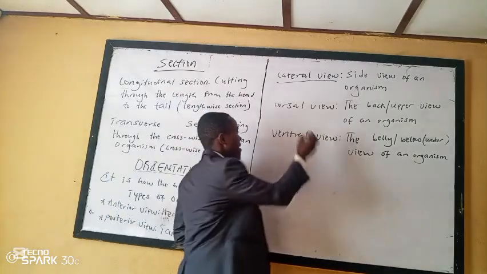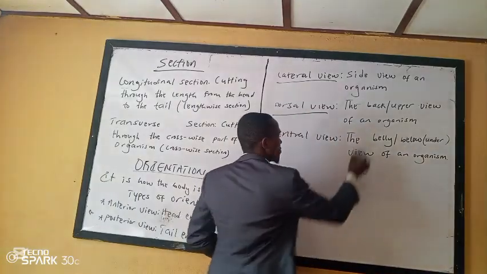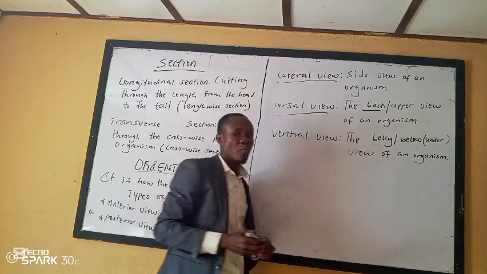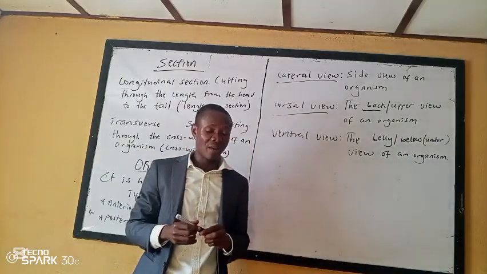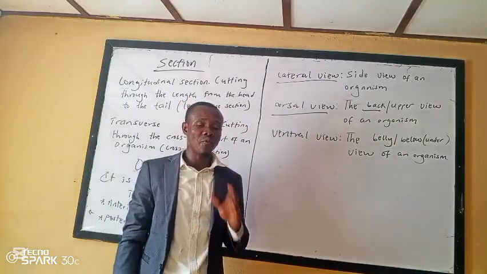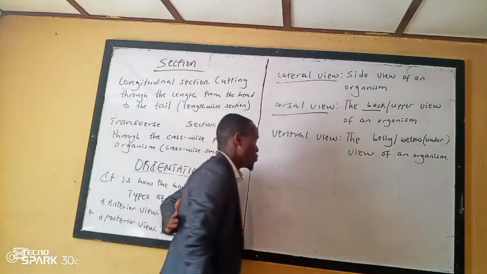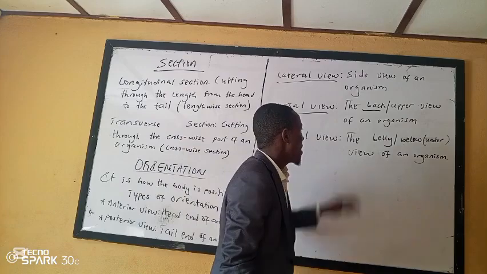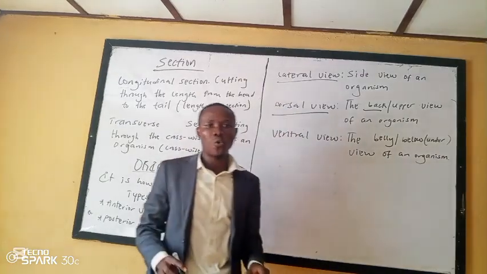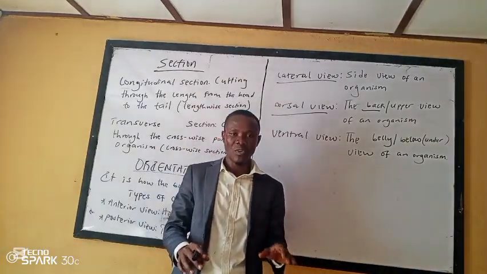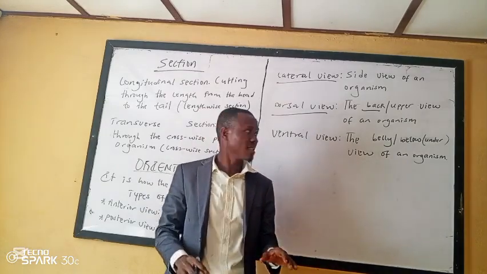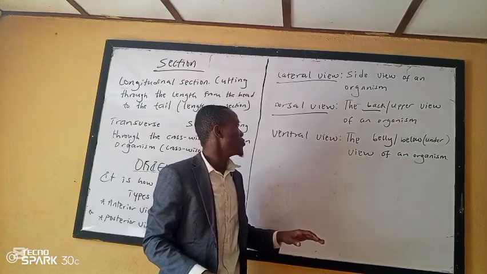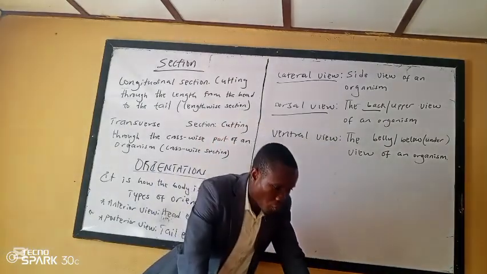And we have the dorsal view. We talk about the back. For example, I'm standing here. If you are being asked to draw the dorsal view of me, you draw the back. You draw this part. In other organisms that walk on four legs, for example dog, cat, if you are being asked to draw the dorsal view, you draw the upper part.